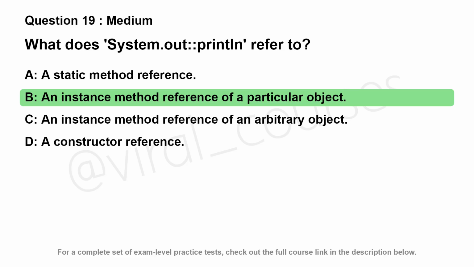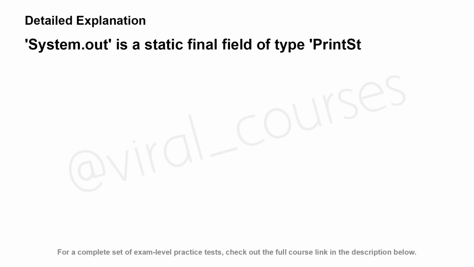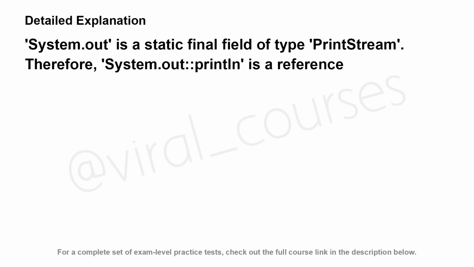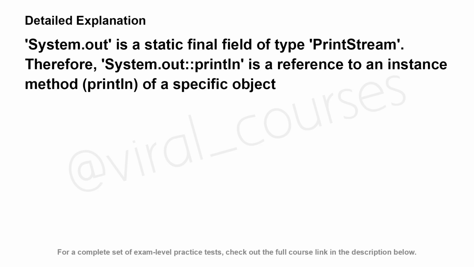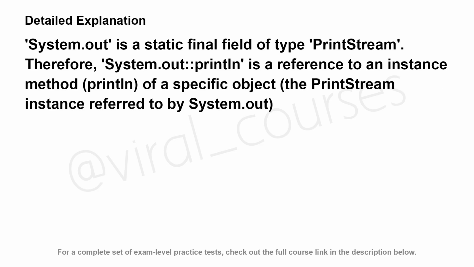The correct answer is B. System.out is a static final field of type PrintStream. Therefore, System.out::println is a reference to an instance method println of a specific object, the PrintStream instance referred to by System.out.